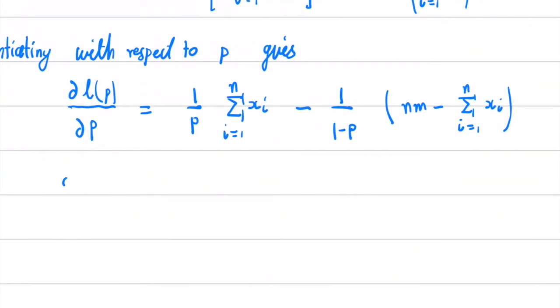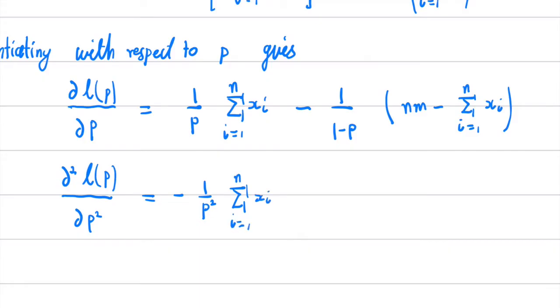So now we're going to find the second derivative. We might as well. The second derivative with respect to p is equal to, now the derivative of 1 over p becomes minus 1 over p squared, times the sum from i equals 1 to n of xi.